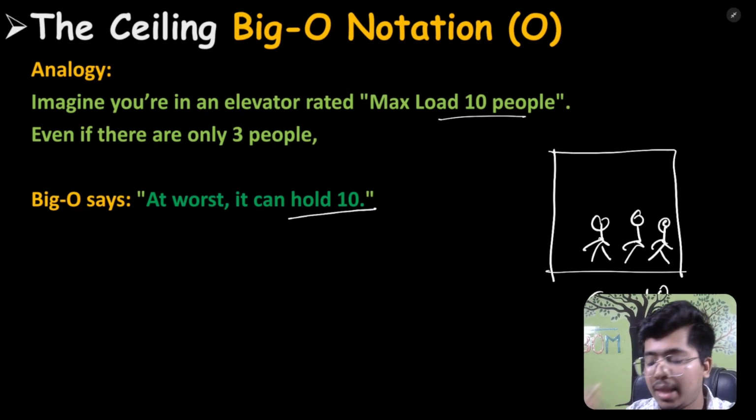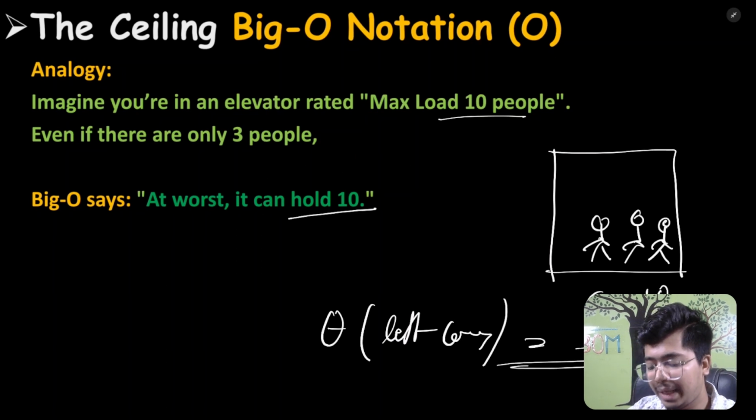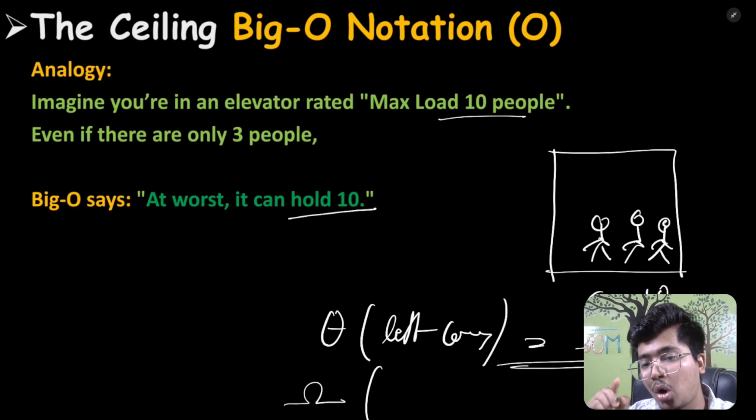So if you ask what is the big O value of this lift carrying, the big O value will always give the maximum value. It will still provide us 10. But if we ask what will be the sigma value, it will always provide the least. What can the least be? That can either be 0 or 1.